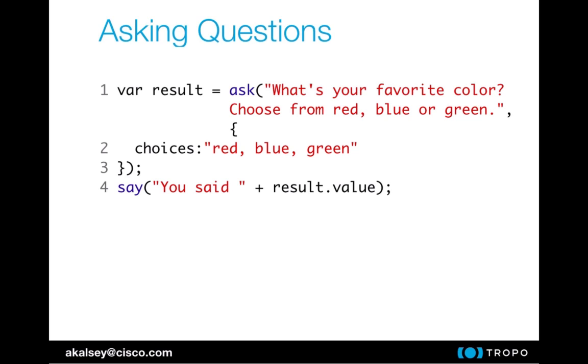Whatever gets returned there, the ask function will return an object that we're going to stick in the result variable. And then line 4, we're going to say, you said result.value. So the value that comes back from that ask is going to be played there. All right, let's give that a try.